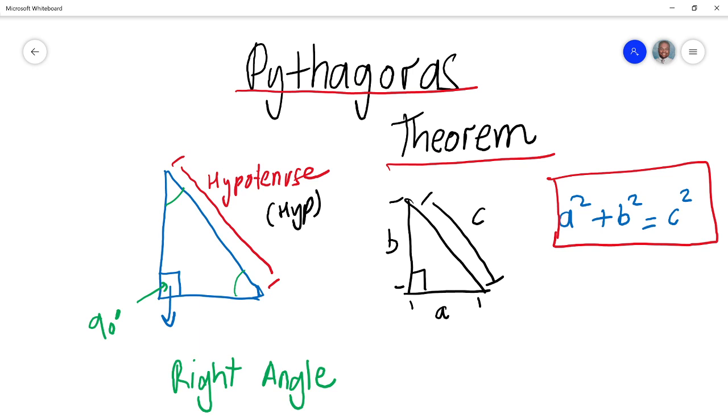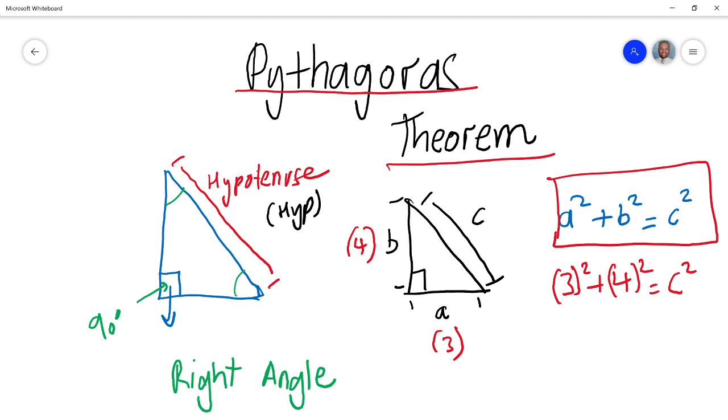Okay, now let me give you one simple example and then we'll do other examples through my other video clips. Now let's say, for instance, A is 3 centimeters, B is 4 centimeters, and we want to find out what C is. So the Pythag formula is A squared plus B squared equals C squared. So what do we have here? We've got 3 squared plus 4 squared is equal to C squared.